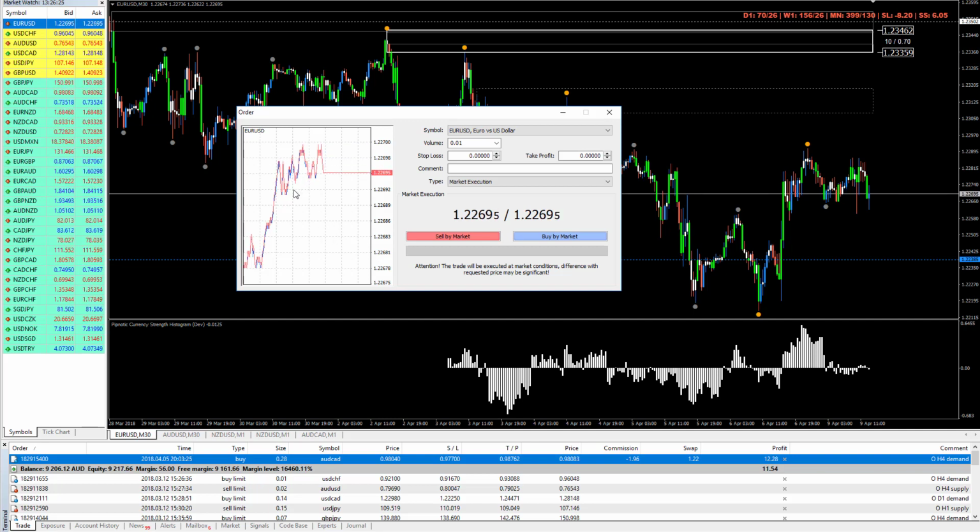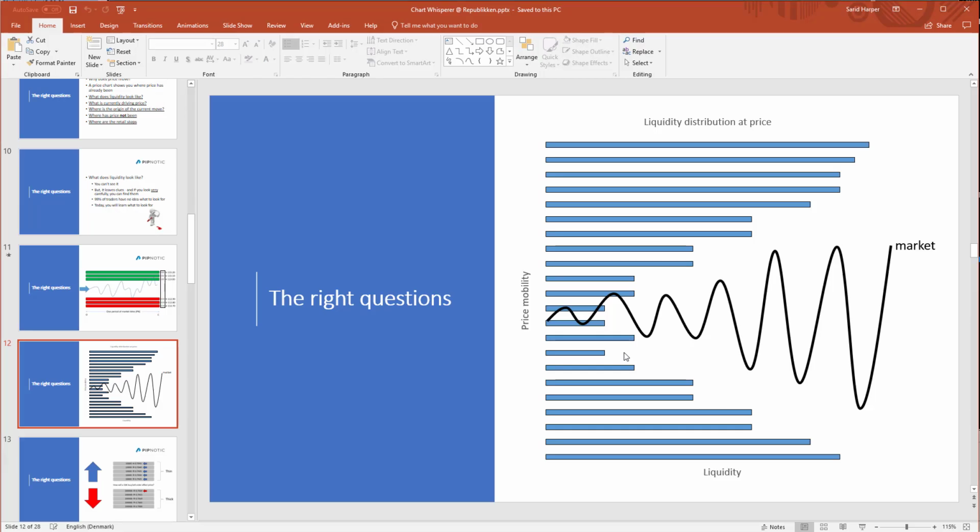Price is having no trouble at all moving below these lows and above these highs. It does it with absolute ease. Higher and lower, higher and lower. It's happening all the time. But as you move out to the extremes, price slows down. Price is not so mobile. It's very mobile in the middle, but when you get to the extremes of the markets, the highs and the lows, liquidity thickens. You can see liquidity picks up, and then price has a much more difficult time moving beyond those.